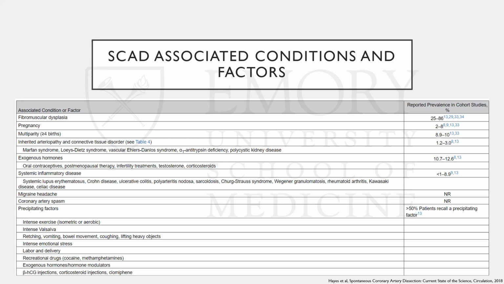Most notably, taken from this chart, there's a greater than 50% association with precipitating factors, such as physical stress, which has been predominant in men, and emotional stress, which is predominant in women. There are also other associations, such as labor delivery, recreational drug use, and exogenous hormones. However, there's not good cohort data for the prevalence of these conditions in SCAD patients.